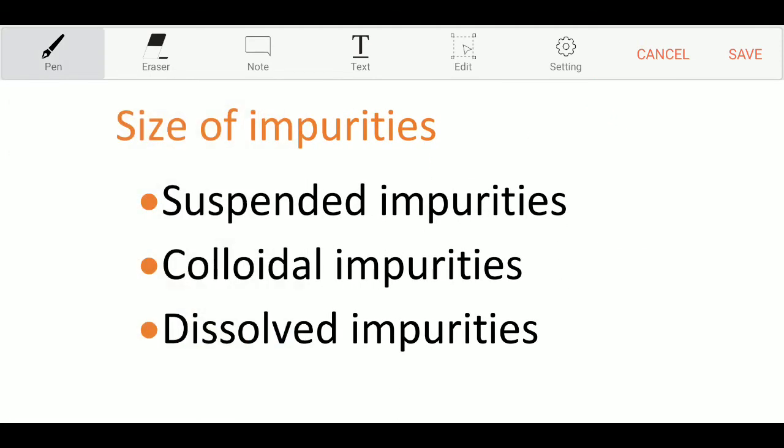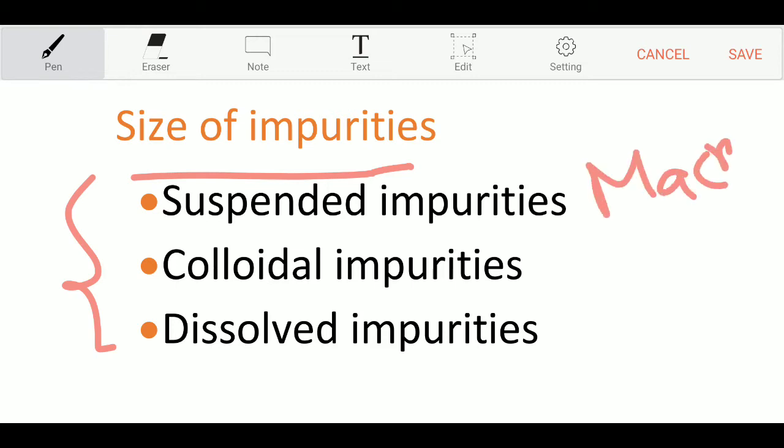Now, the size of impurities. Size of impurities are of three types: suspended impurities, colloidal impurities, and dissolved impurities. Suspended impurities are 10 power minus 1 mm to 10 power minus 3 mm. That means this suspended size is macro size, and the other two are micro size particles. Macro means visible to the naked eye, and micro means not visible to our naked eye.